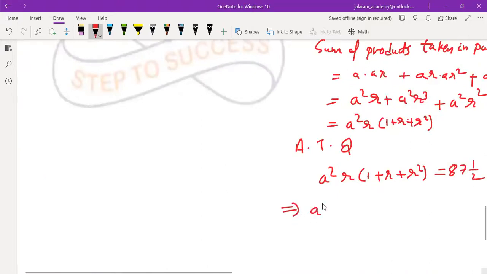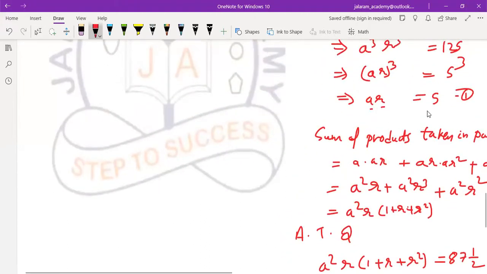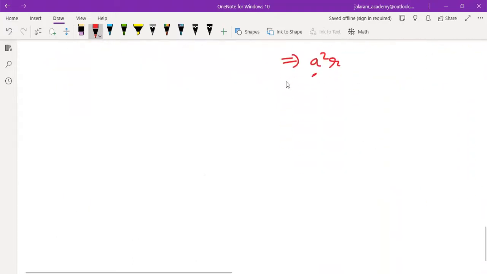87 and half means A square into R. If we use the value of A or R, any one value from equation number 1, it will be better to use the value of A from equation number 1 in terms of R, which will give A equals 5 by R. So in place of A, we use 5 by R.